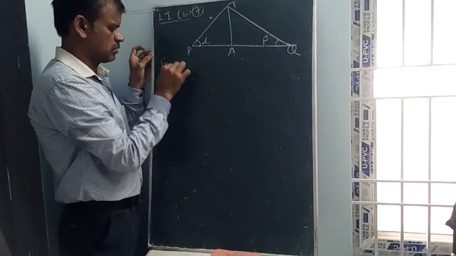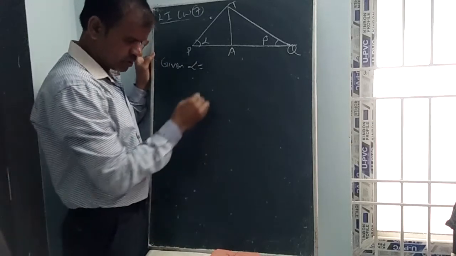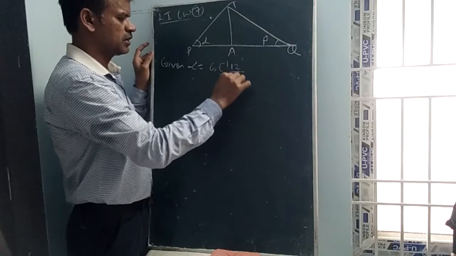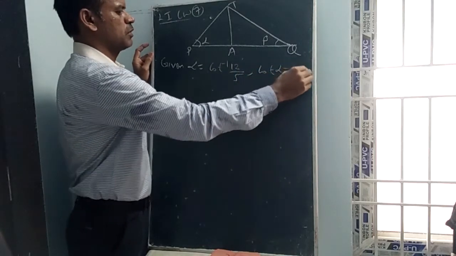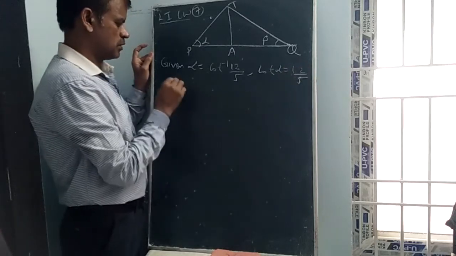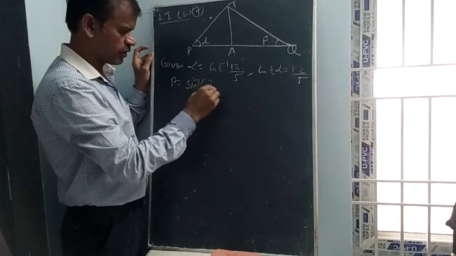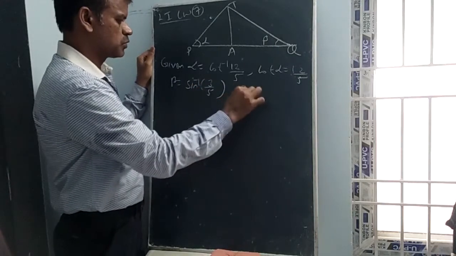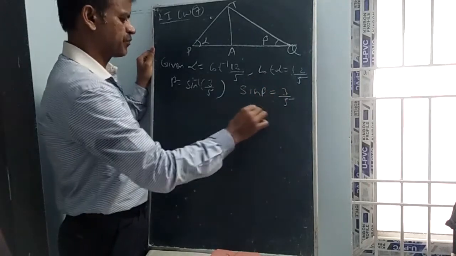Given alpha is equal to cot inverse 12 by 5. So cot alpha is equal to 12 by 5. Now beta is equal to sin inverse 3 by 5, so sin beta is equal to 3 by 5.